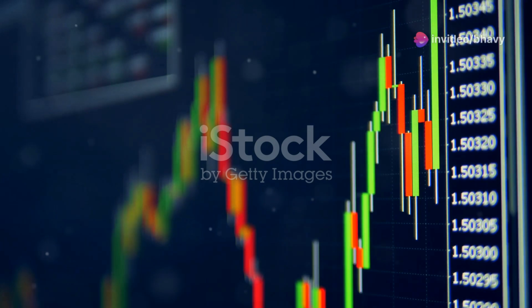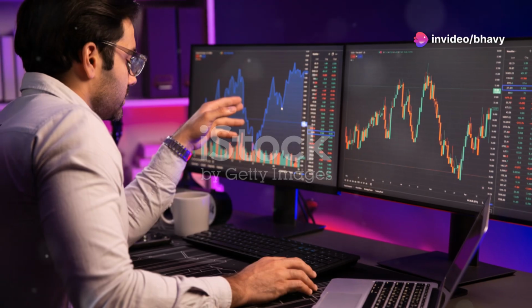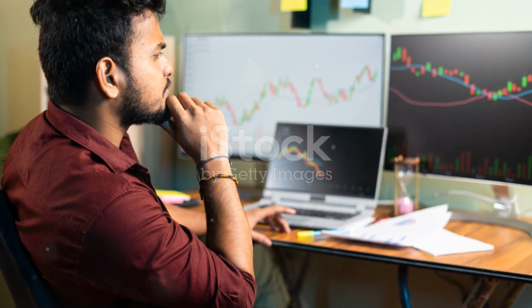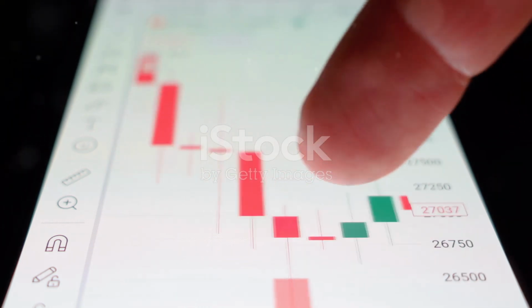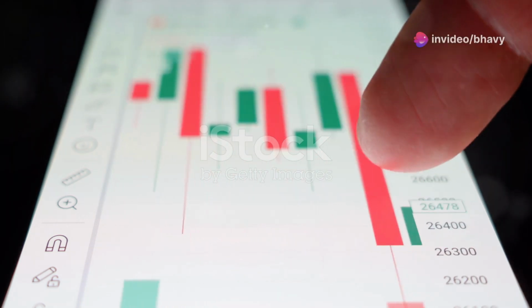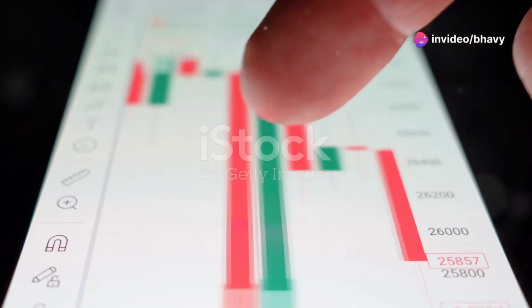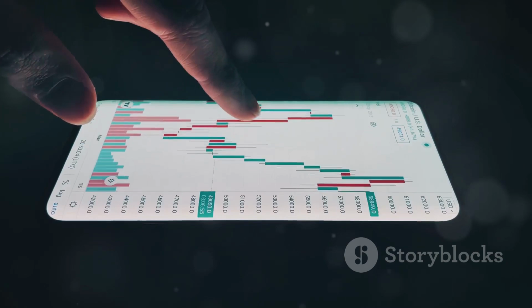Section 9. Mastering candlesticks: a journey, not a destination. Mastering candlestick patterns is not a destination, but rather a journey of continuous learning and refinement. The more you study and apply these patterns, the more proficient you will become at interpreting their subtle nuances and using them to your advantage in the markets. Here are some tips to enhance your candlestick pattern recognition skills.